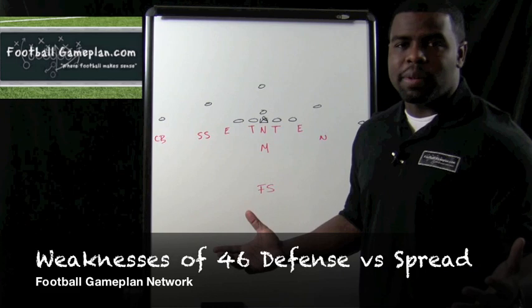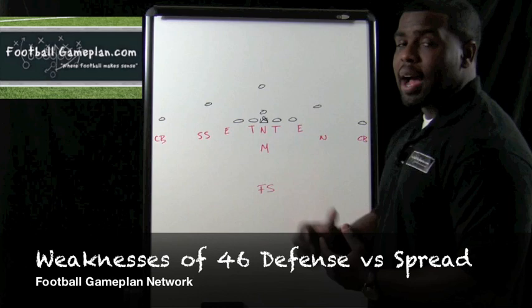And other different run plays can also cause problems, like sprint draws or counter trades, because that's going to get flow going the opposite way. Then you bring the ball back in the opposite direction. That can cause a lot of problems for the 4-6 defense.